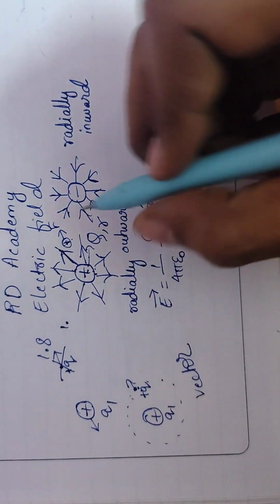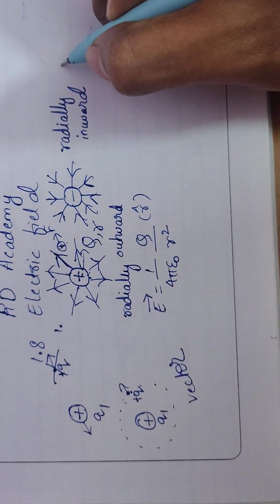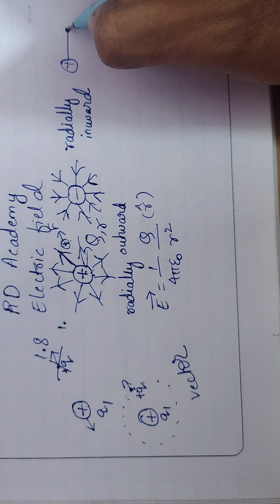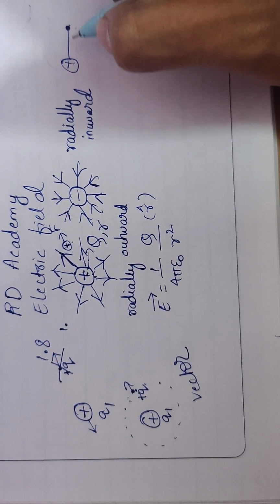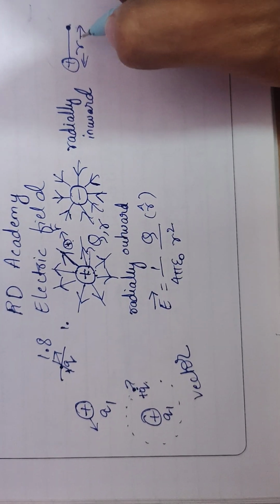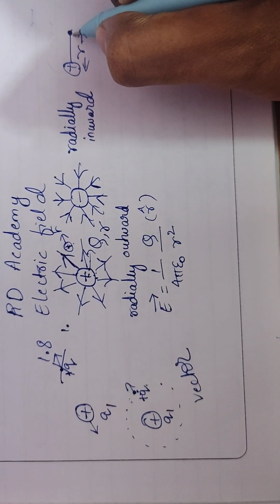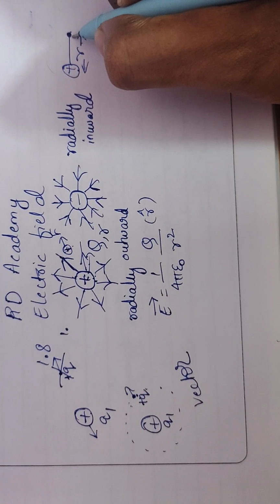Then this r is the distance from this point charge. For example, if I have a positive charge here and I am finding the electric field at this distance, r indicates the distance from the charge producing the electric field to the point of interest where you are finding the electric field.